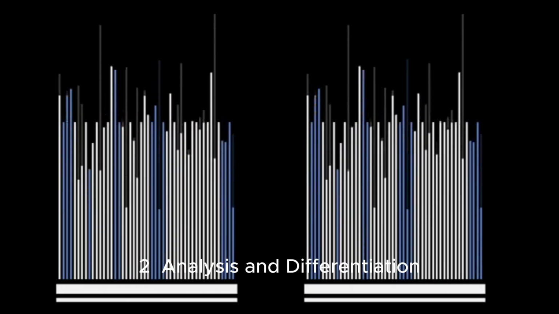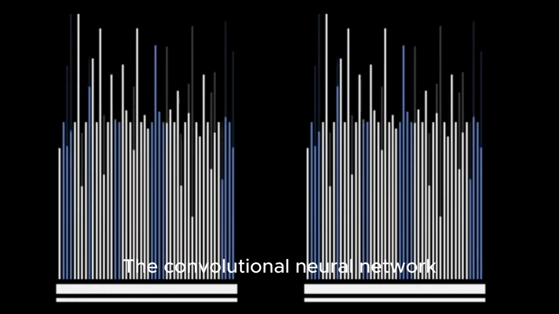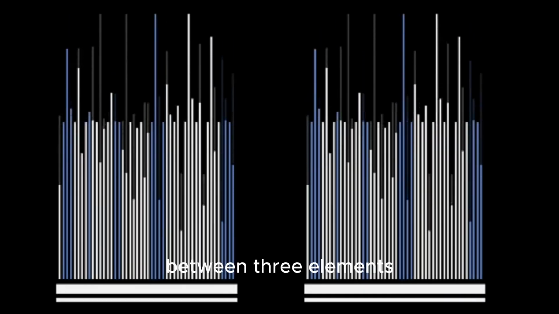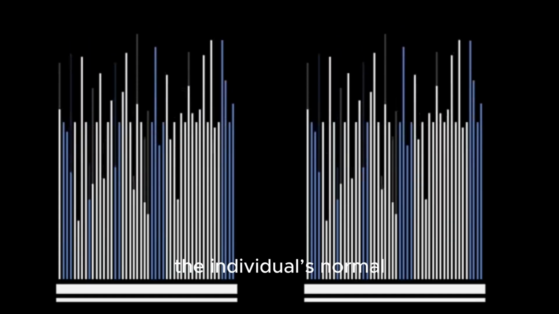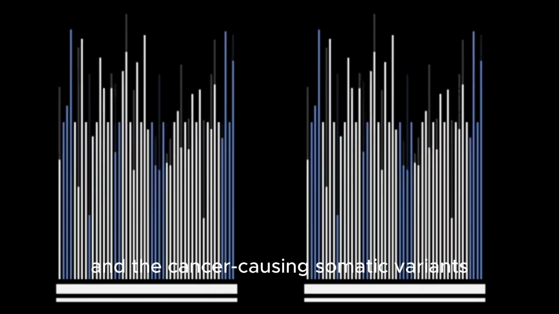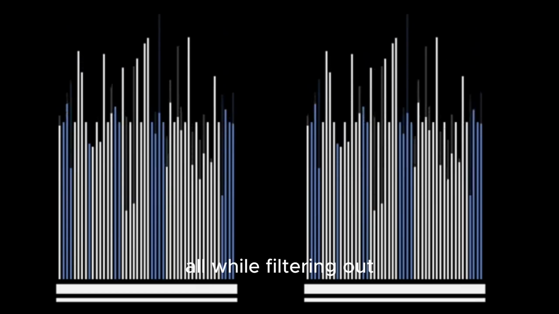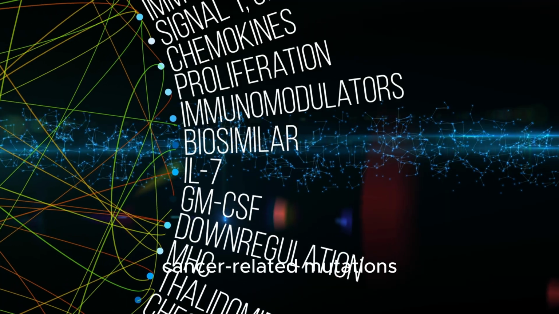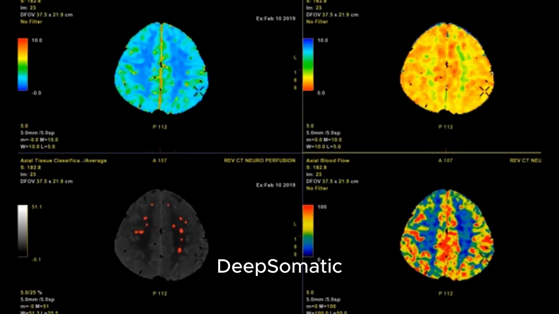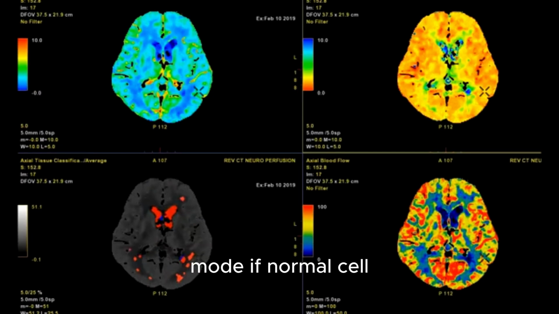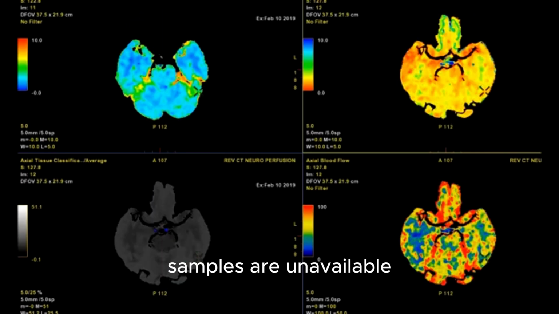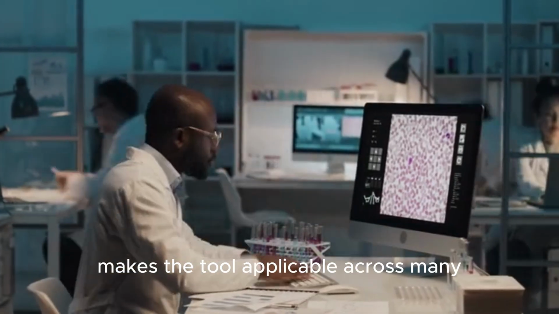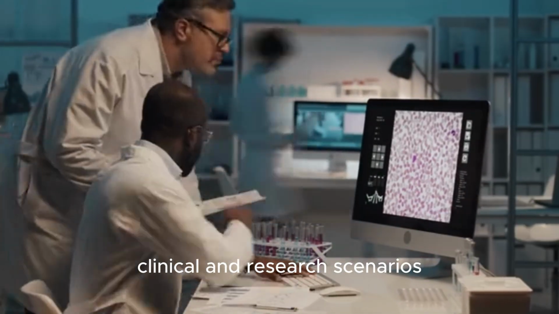2. Analysis and differentiation. The convolutional neural network analyzes these images. It works to differentiate between three elements: the standard reference genome, the individual's normal inherited variants, and the cancer-causing somatic variants, all while filtering out sequencing errors. 3. Output. The result is a list of cancer-related mutations. Critically, DeepSomatic is also able to work in a tumor-only mode if normal cell samples are unavailable. This frequent challenge, often encountered with blood cancers like leukemia, makes the tool applicable across many clinical and research scenarios.